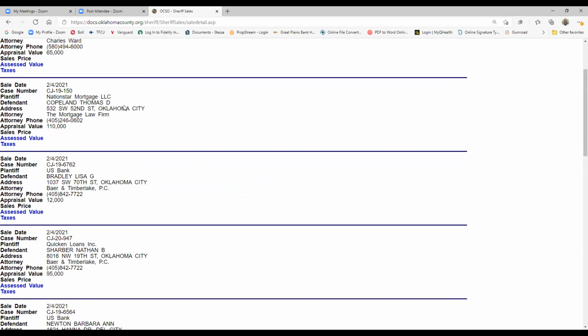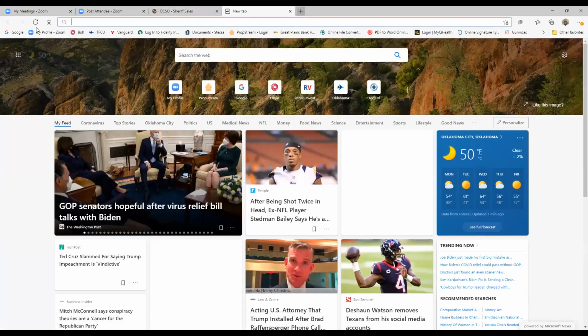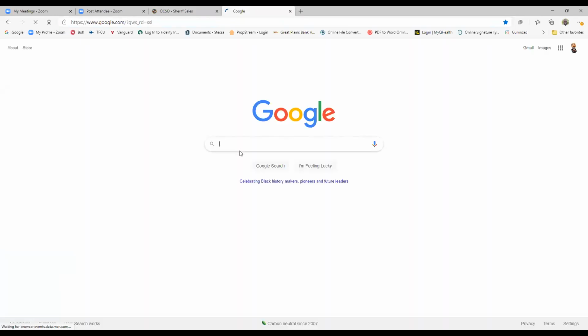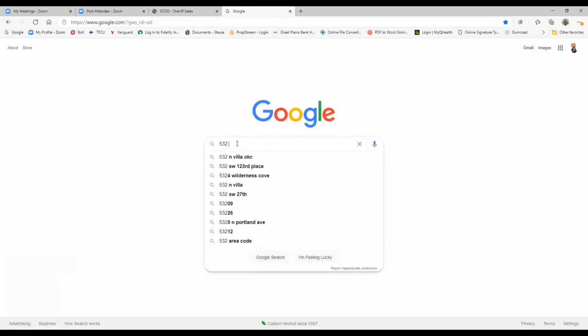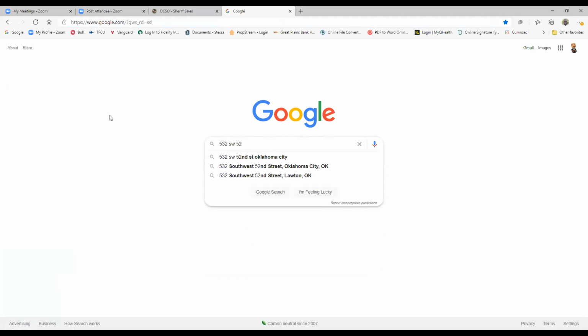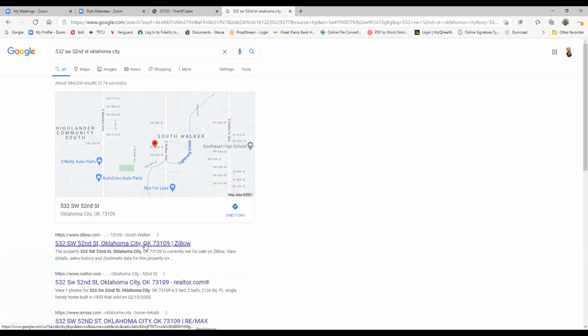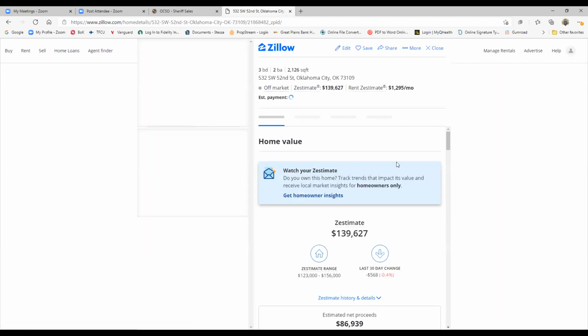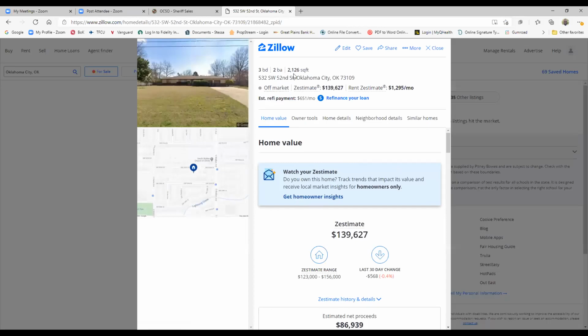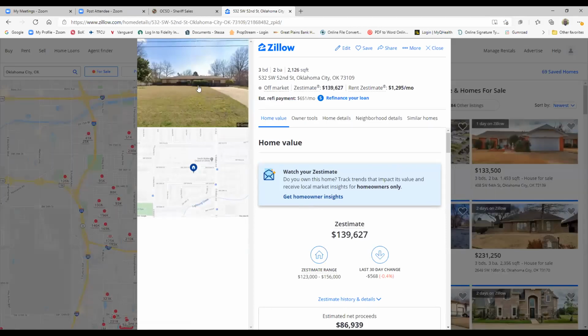So you get the address, and what I'll normally do is copy the address. Let's just do this one. This address is 532 Southwest 52nd. So I'll go over to Google, 532 Southwest 52nd, Oklahoma City. Look at Zillow, see what they've got over here. It's a 3-bed, 2-bath, 2,000 square feet. Don't really have any pictures on it.